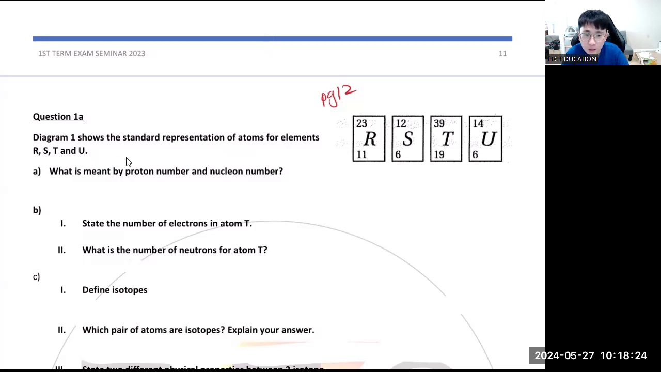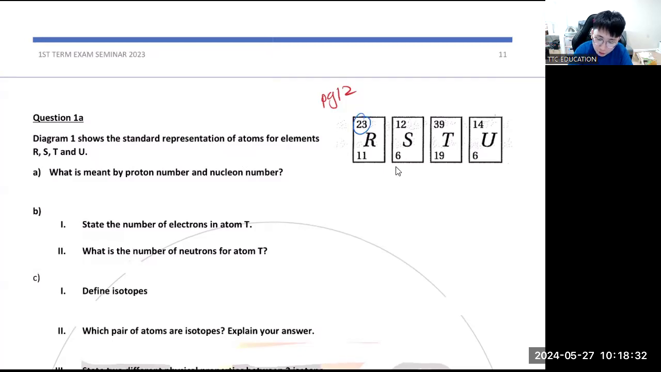So what we see from here is we have R, S, T, U, and they are given all the numbers here: nucleon, proton, neutron, proton. Just in case you didn't know, on top is nucleon, and the bottom is proton. So what is meant by proton number and nucleon number? These two definitions are very common in your first exam, so you must memorize them.